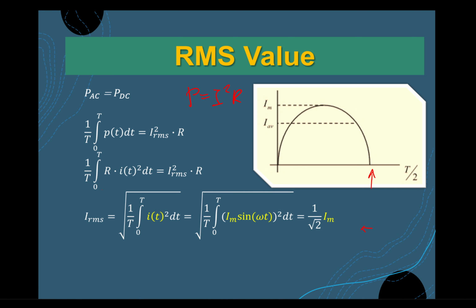Finding IRMS, we know that i of t, or the instantaneous current, can be expressed by a sinusoid. Here we have the sinusoid Im sine wt. Taking the square, you notice we cancel out the current, so there's no current, and we cancel out the resistance, so there's no resistance in the equation. If we try to solve this, you will notice that the sine function will be removed from the equation.